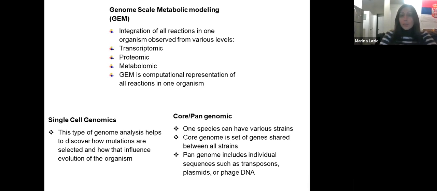What you do is integrate all reactions in one organism observed from various levels. Since we have sequenced the genome, we can incorporate that genome into the computer simulation. There are people who do this professionally, not myself, but we have a collaborator who is creating a GEM for our methanotrophic organisms. You integrate all reactions from genomic, transcriptomic, proteomic, and metabolomic data. When you incorporate all that information, a GEM is created, a computational representation of all reactions in the organism, which means you can simulate, for example, deletion or addition of a gene and predict how the organism will behave.